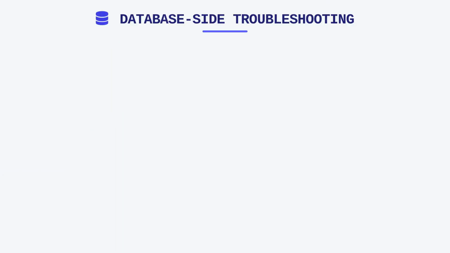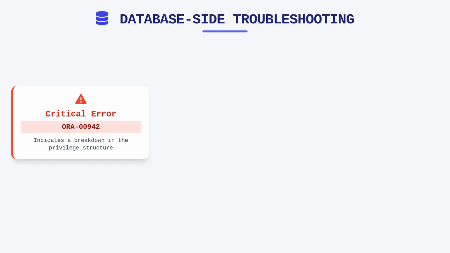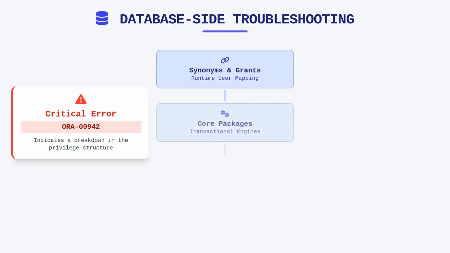Database-side troubleshooting requires a deep understanding of how FLEXCUBE interacts with the underlying Oracle schema through synonyms and grants. An architectural failure often manifests as an ORA-00942 error, which immediately points toward a breakdown in the expected privilege structure. You need to verify that the runtime user has the correct synonyms for the core packages, because these packages are the engines that drive every transactional operation.